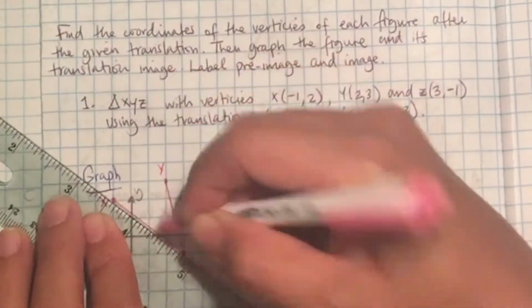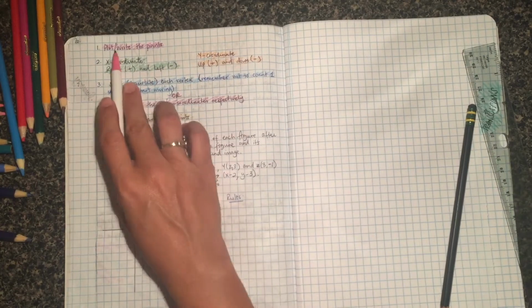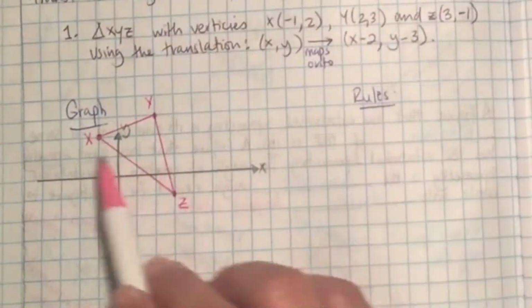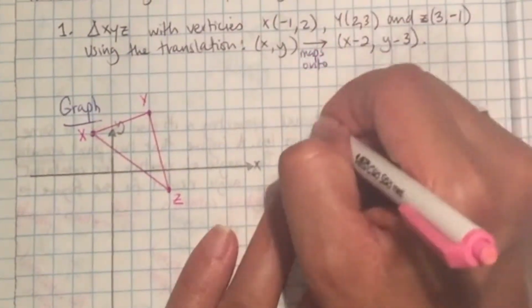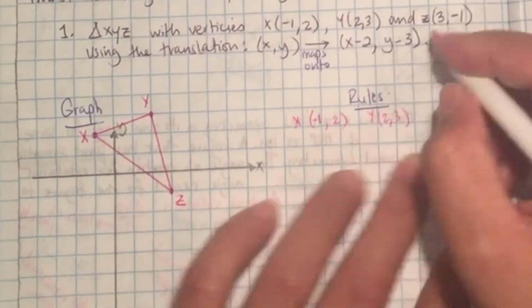So plot. And then or write the points. So the second way we're going to do it is to write the points out. So we're just going to copy those points out again. So X is -1, 2, Y is 2, 3, Z is 3, -1.